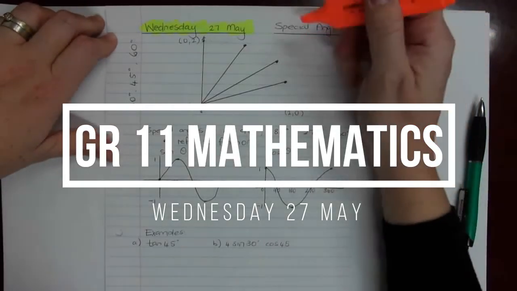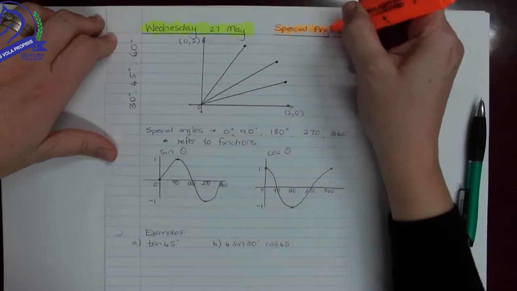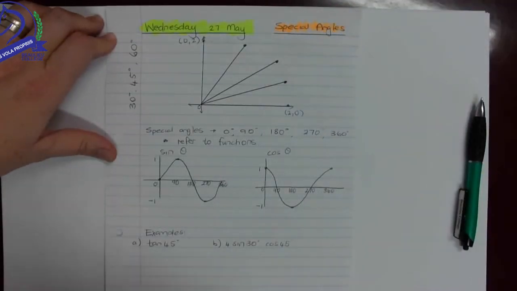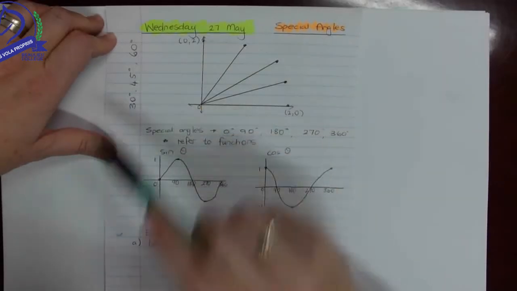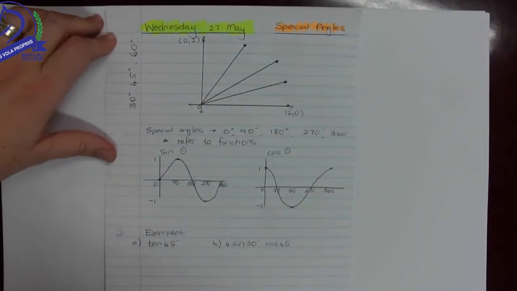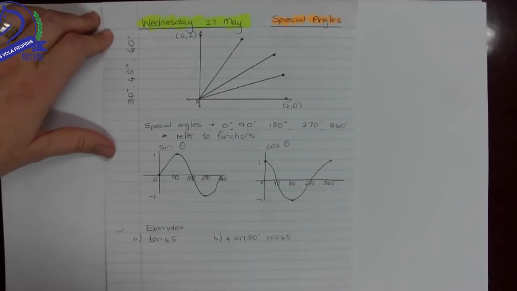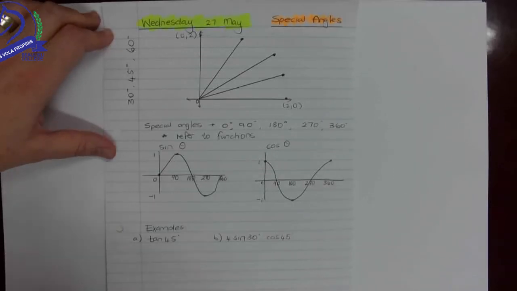Today we are dealing with something that you also completed in grade 10, and that is special angles. In grade 10 you looked at 30, 45 and 60 degrees. Each teacher basically had their own way of doing it. I'm going to show you the way that will definitely benefit you until the end of grade 12.